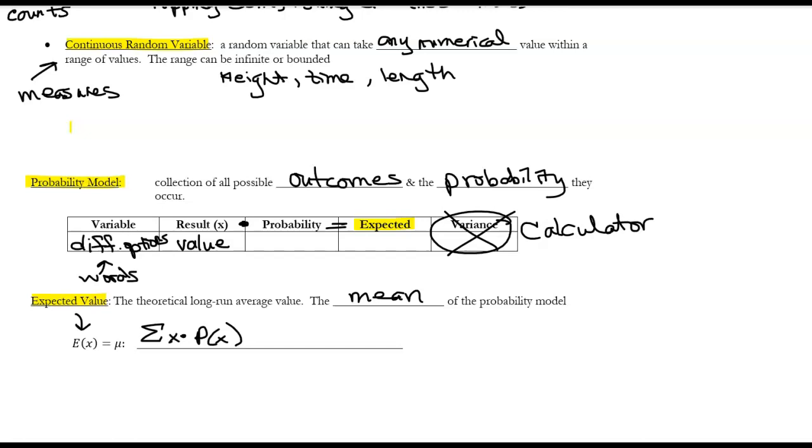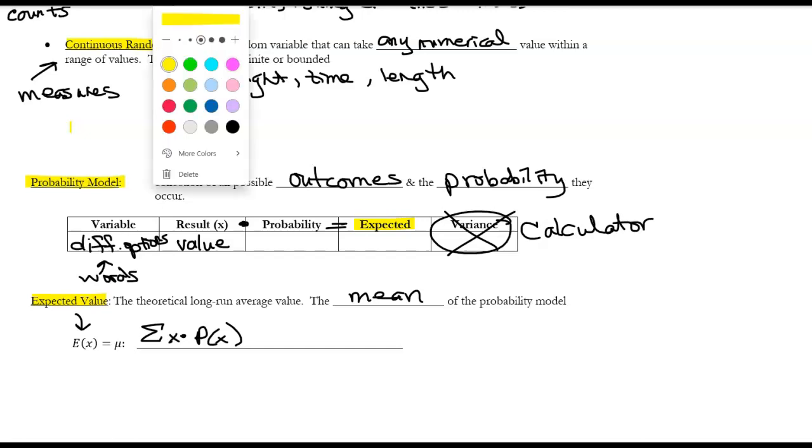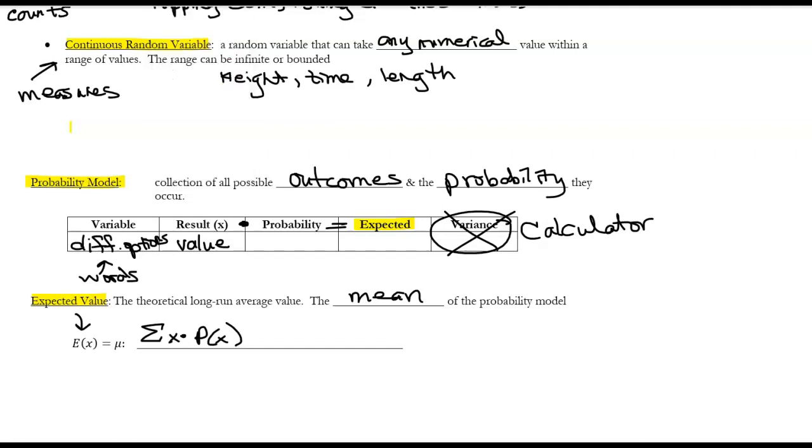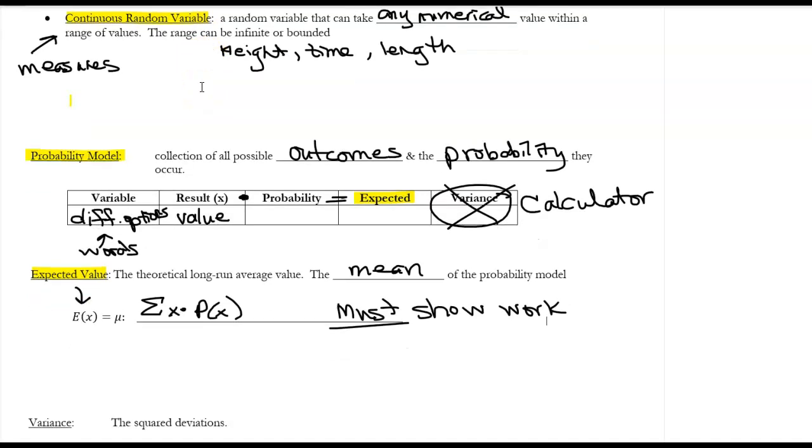For this one, eventually I'll show you how to find the answer in the calculator. But you must show your work for this, especially for the AP exam. They will not give you points if you don't show work. Again, a lot of this sounds a little strange, but once we do some examples, it'll make more sense.